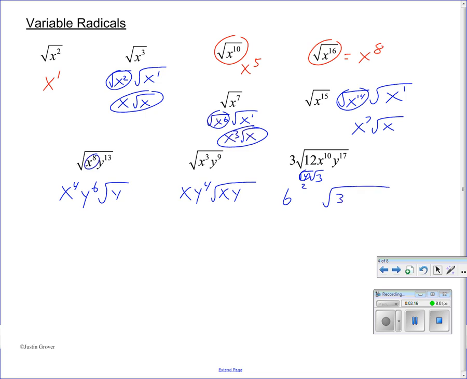For x to the 10th, it's even, so the whole thing, x to the 5th, comes outside, and there are no x's left inside. Y to the 17th is odd, so 1 is going to be left inside. 1 less than 17 is 16. Half that is 8. And so that is the final answer.